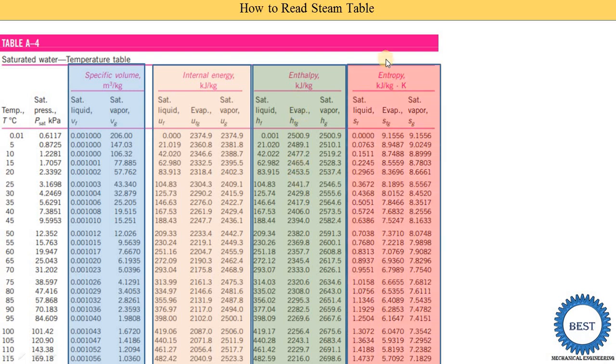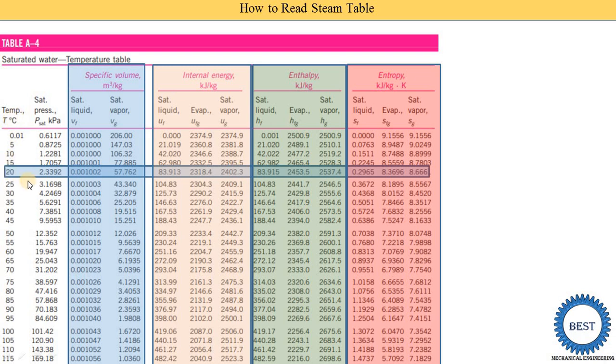And in the last column is the entropy, in kilojoule per kg Kelvin. There are three types of entropy: for the liquid, for the evaporation, and for the vapor. Now, how to read these parameters? This is the table for temperature, meaning if you only know the temperature, then you need to open this table. Suppose the temperature of the steam is 20 degrees.